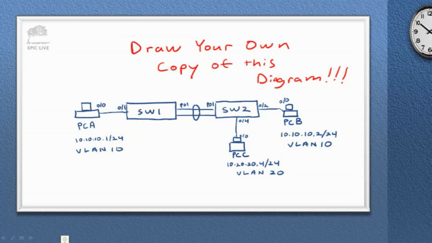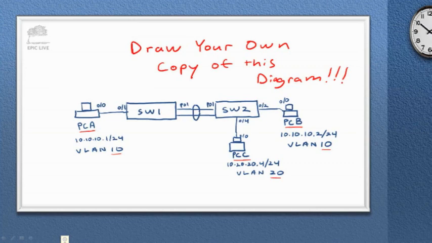And what we need to do in this particular example is we need to make sure PCA, PCB, and PCC each have full connectivity with each other. We note that these particular devices are in different VLANs. We've got PCA and PCB, both participating in VLAN 10. And then we've got PCC that is in VLAN 20.